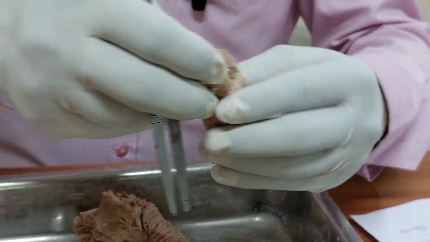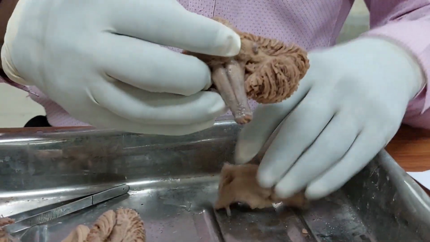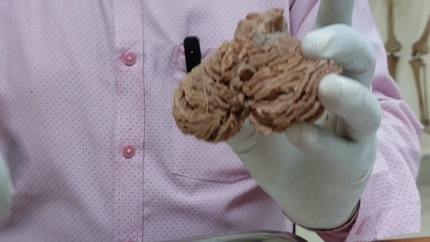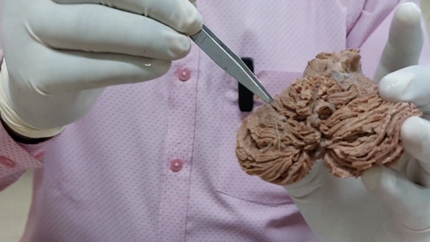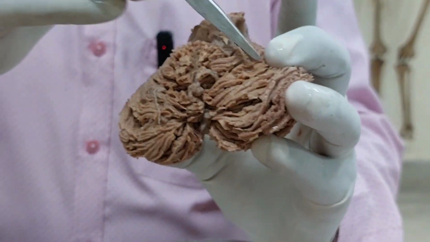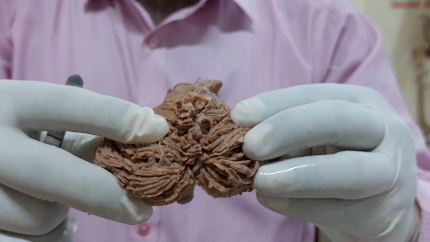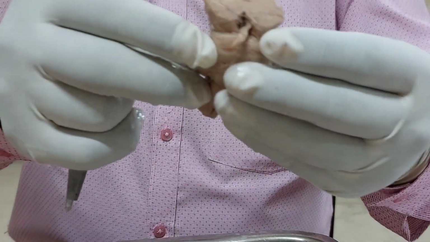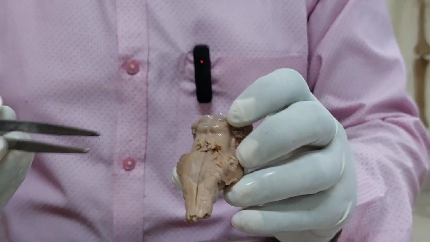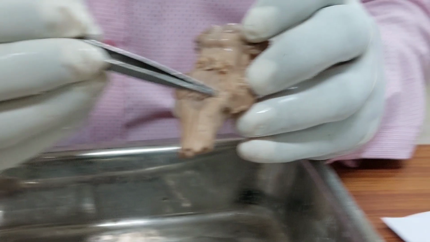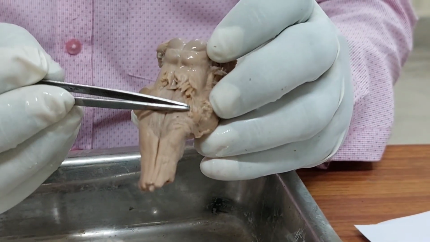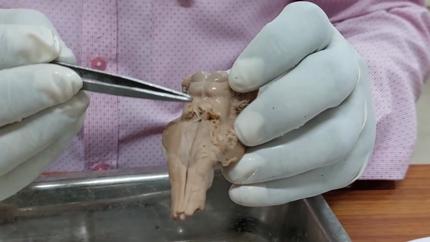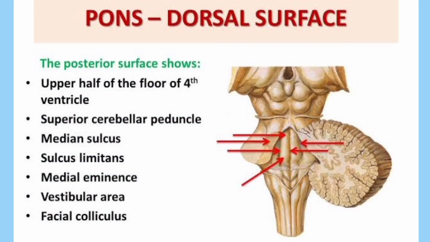Let's see the posterior part. In this specimen you cannot see the posterior part because of the presence of the cerebellum. Can you see the cerebellum? So the posterior part is not visible in this specimen. But if I take out the cerebellum, it looks like this, and then you can see the pons from the posterior side. The diamond shaped area is the fourth ventricle, lower half for the medulla, upper half for the pons. This upper half of the floor of the fourth ventricle is formed by the posterior surface of the pons.